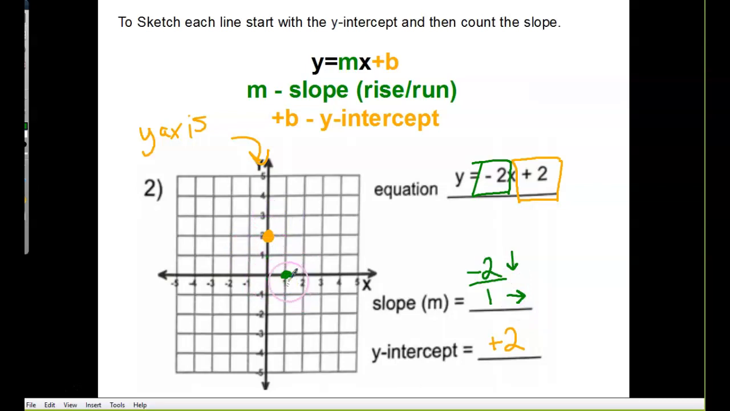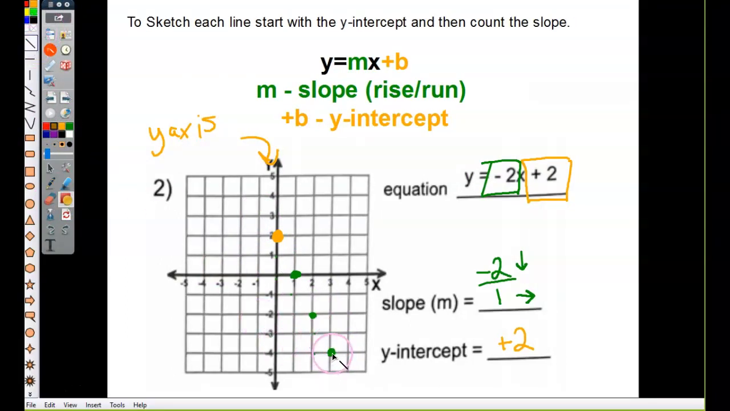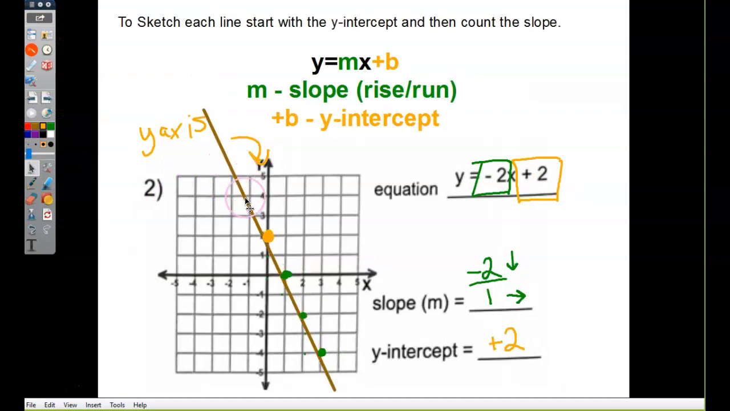Now I have a lot of room, so I can keep going. Down 2, 1 run to the right. Down 2, 1 to the right. And look, don't those look like they're kind of in a straight line? Matter of fact, we can prove they're in a very straight line by doing that. I've now drawn my line.